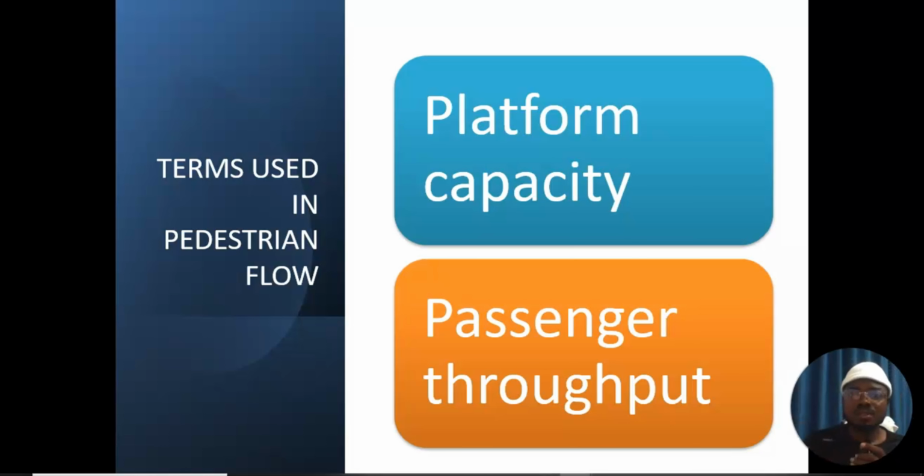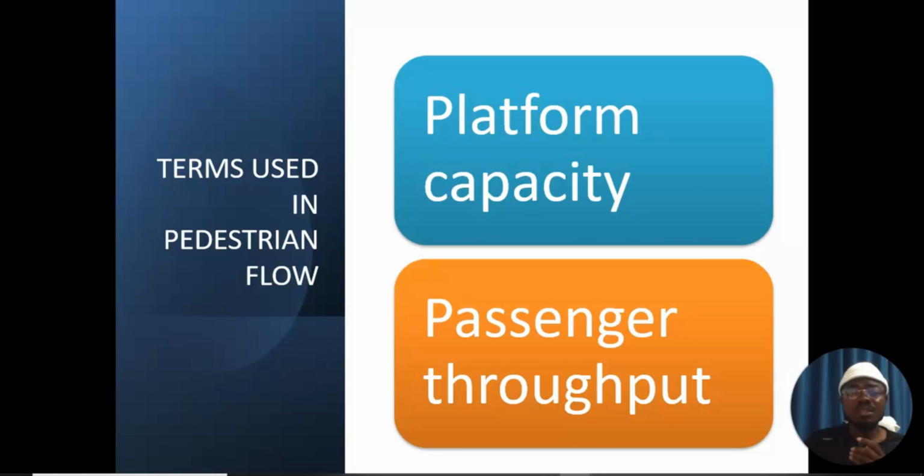One thing we need to take into consideration is that platform capacity is the maximum number of passengers that a subway platform can safely accommodate at a given time. It cannot go beyond that. The moment it goes beyond the capacity, it's going to become less safe, and it will not be as efficient as the maximum number that the platform can adequately contain at that particular time. The next point is the passenger throughput.